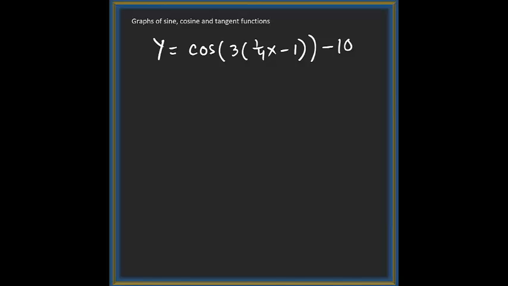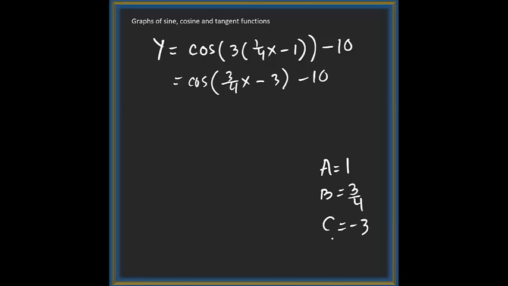Suppose I have a different function now, y equals cosine of 3 times (1/4 x minus 1), and minus 10 outside. If you collect all these values A, B, C, D, you will see A equals 1, B equals 3 over 4, because I need to distribute those things first. So I am writing 3 over 4 x minus 3, minus 10, like this. So then my B is 3 over 4, my C is 3, and D equals -10.